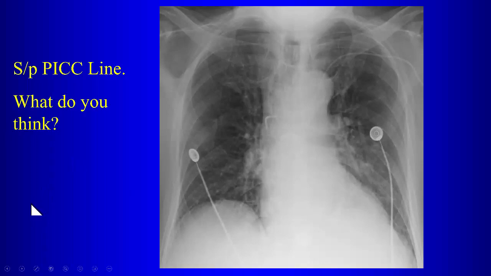Yes, it is. So you want to look at the position of the tip and the course of the catheter. Is there anything else you want to look at after a line placement? What else do you want to look for? You always want to look for a pneumothorax, right? Is there a pneumothorax here?